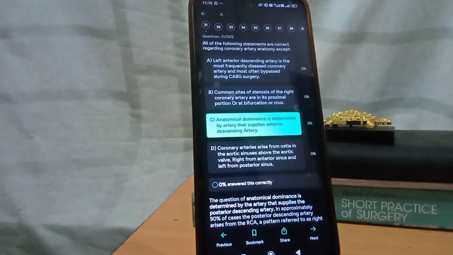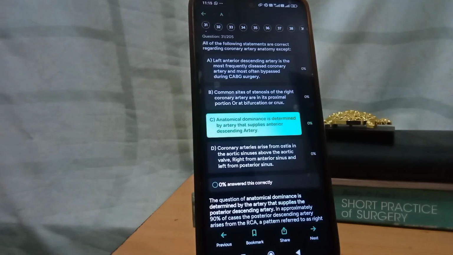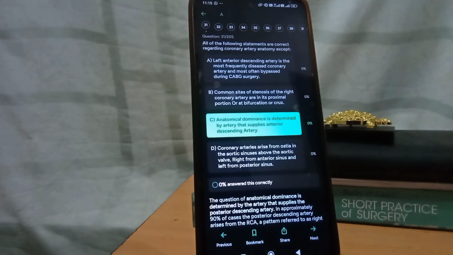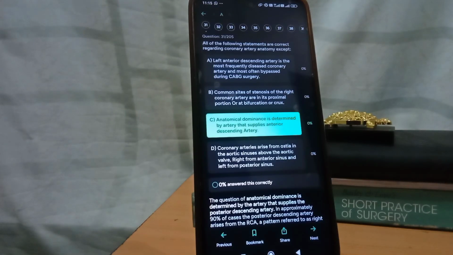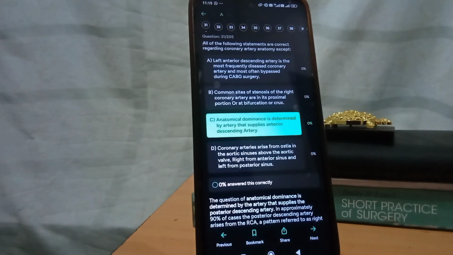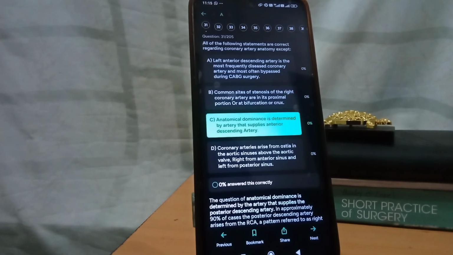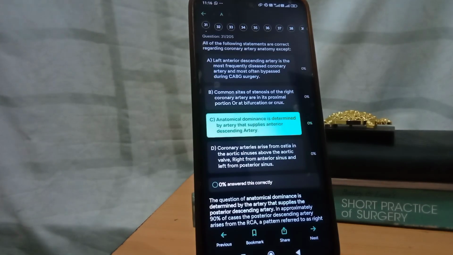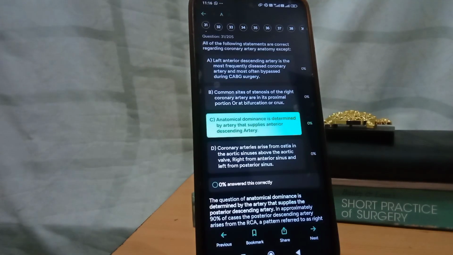Now all of the following statements are correct regarding coronary artery anatomy except. First option: left anterior descending artery is the most frequently diseased coronary artery and most often bypassed during CABG. Common sites of stenosis of the right coronary artery are in its proximal portion or at its bifurcation or crux. C is anatomical dominance is determined by the artery that supplies the anterior descending artery. And fourth is coronary arteries arise from ostia in the aortic sinus above the aortic valve, right from the anterior sinus and left from the posterior sinus.